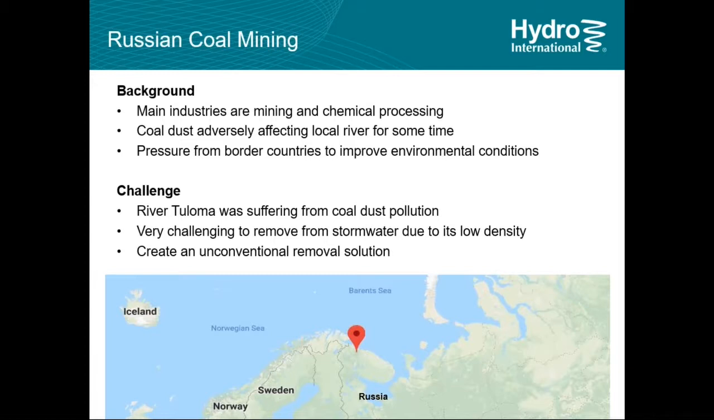And the problem was coal dust. If you've ever dealt with coal dust, it's nasty, it's black, impacting the rivers. And they were being pressured by border countries and essentially, we'll call it the world, to improve the environmental conditions of the river. So the challenge was, the river's been suffering from coal dust. Coal dust is really challenging to remove because it's got such a low density. And sometimes it can float, sometimes it can sink, and it can be an extremely small particle.